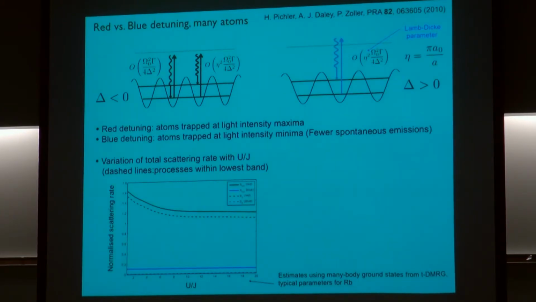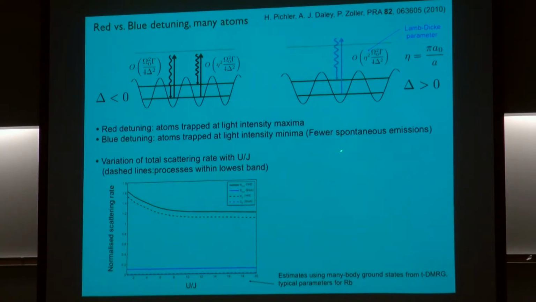If you look at the difference between red detuning, where the frequency of the lattice laser is below the frequency of the dominant atomic transition, and blue detuning, where it's above the frequency of the dominant atomic transition, the difference is simply that for red detuning, the atoms are trapped at the light intensity maxima. It looks to them as though you have almost a homogeneous light field, and then they have both these scattering processes and these scattering processes.